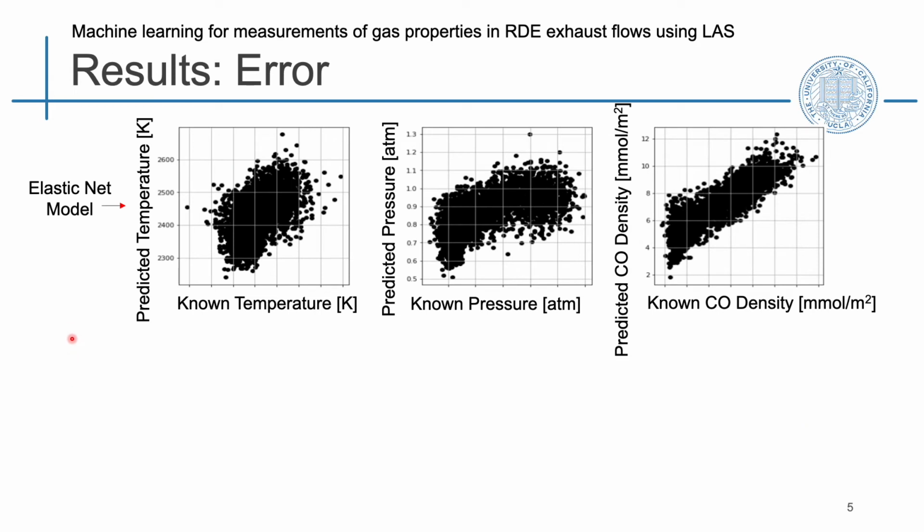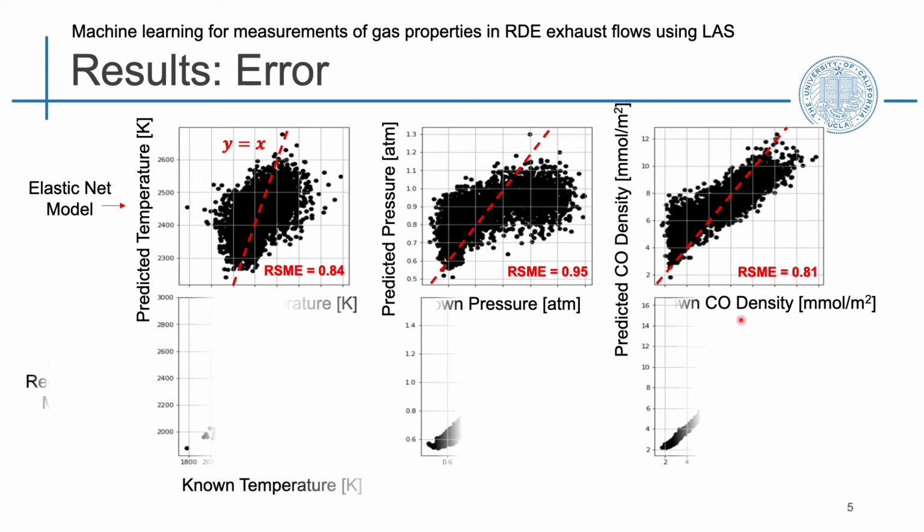We can assess the performance of these models by plotting the known values of temperature, pressure, and CO density versus the values predicted by the model. We can see that there's no clear correlation between the predicted temperature and known temperature using the elastic net model. And the same goes for pressure and CO density. This is accompanied by high root mean squared error values.